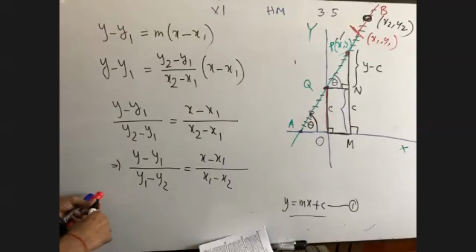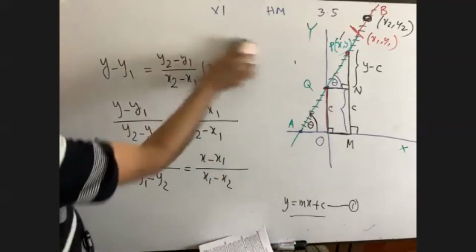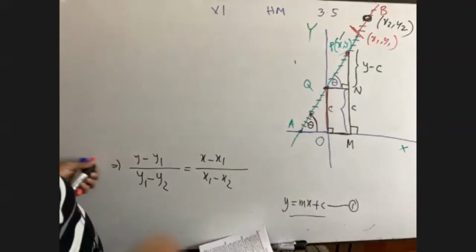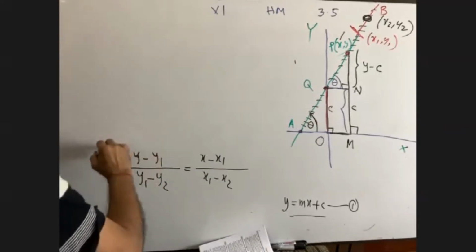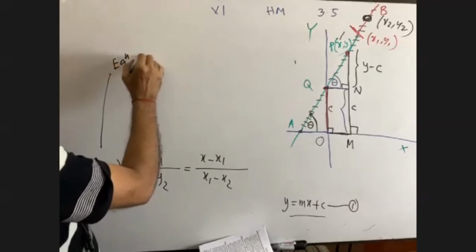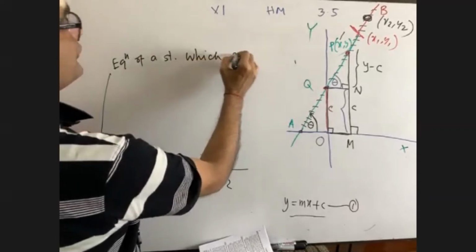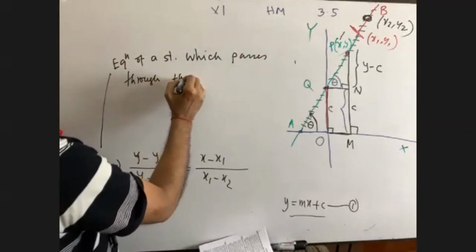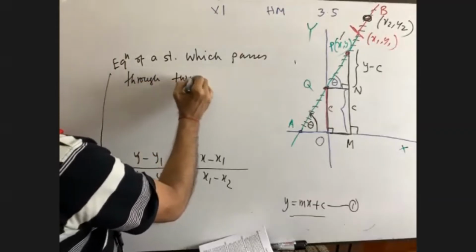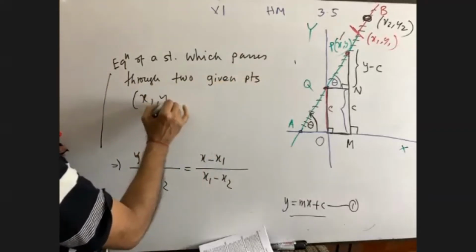Is it okay? That means we have got here m is equal to y2 minus y1 over x2 minus x1. Okay.